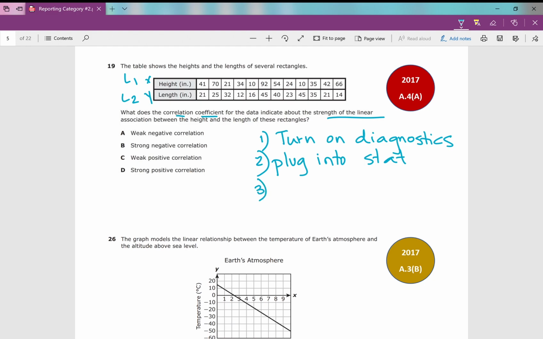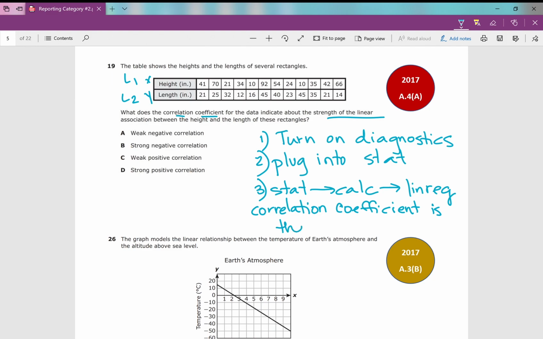So then the last thing that you're going to do is perform a linear regression. So how do we do that? We go to stat, scroll over to calc, so make sure it's highlighted. Then you're going to scroll down to LinReg, or linear regression, ax plus b. Press enter all the way until your equation shows up. Your correlation coefficient is the r value. That's what you need to remember. You're looking for the r value.